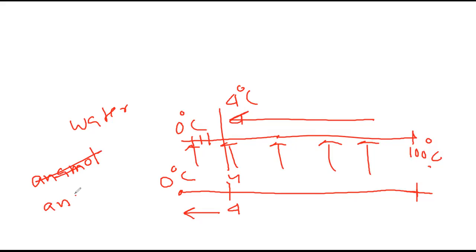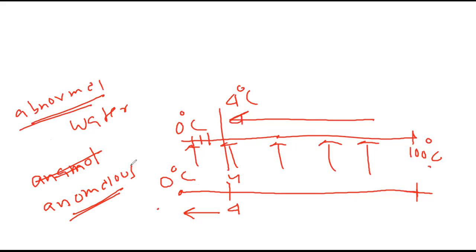The anomalous expansion of water. It can be contraction also. When you cool it and it expands, that is called expansion. When you heat it and it contracts, that is called contraction. But the meaning of anomalous is nothing but what? Abnormal. What is the normal behavior of any substance on heating? It will expand.